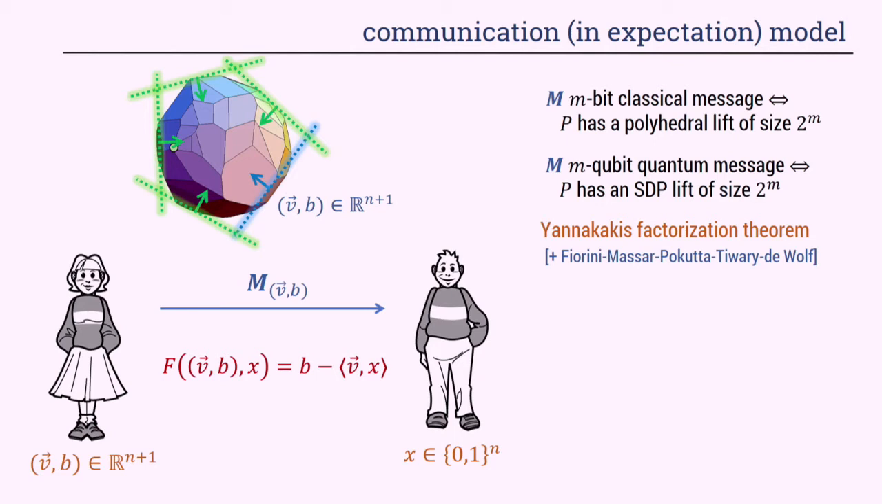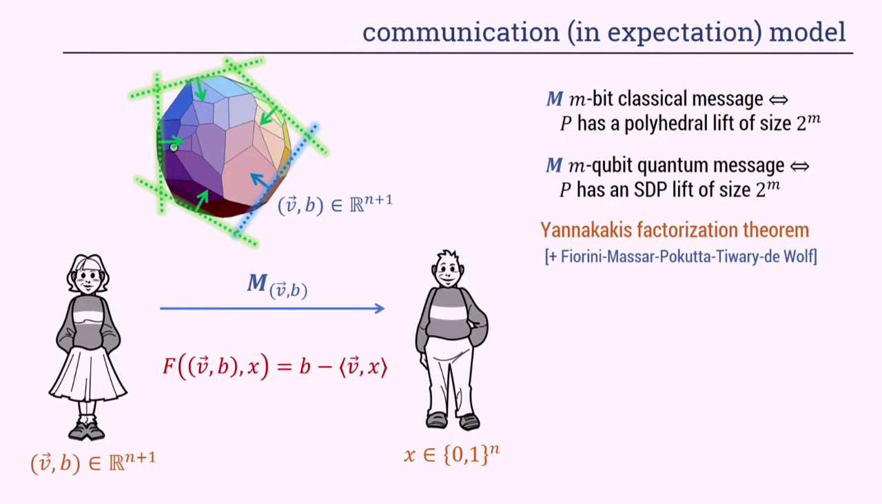So by Farkas lemma in optimization, if I have any half space such that the polytope lies on one side of it, then the normal vector to that half space, or actually the pair v comma b, can be written as a non-negative combination of the green normal vectors. So every input that Alice gets can be written as a non-negative combination of a polynomial number of vectors coming from the facets.